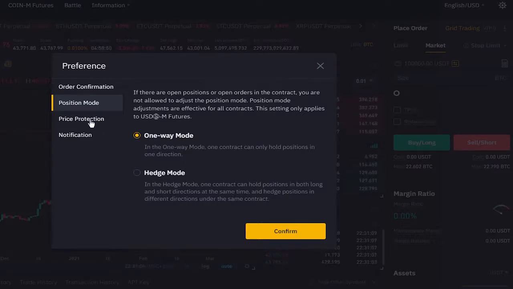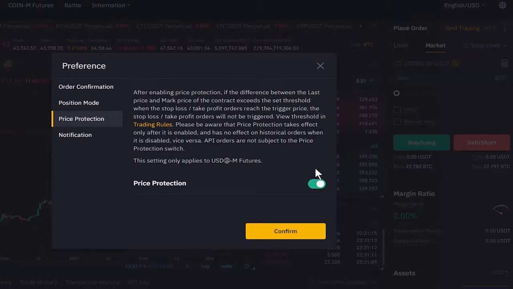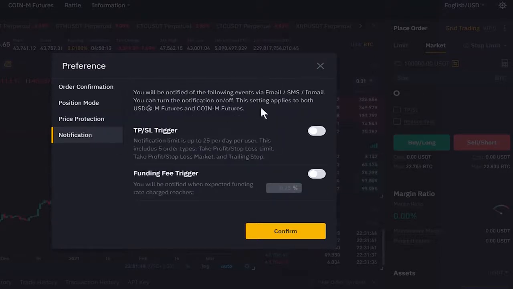And here in price protection, by turning on this option, you can be protected if the difference between the last price and the mark price becomes greater than the threshold at the time that your stop loss and take profit orders reach the trigger price, and they will not be triggered. The price protection threshold is 5% and it's mentioned in the trading rules. And here you can turn on some notifications if you need them.